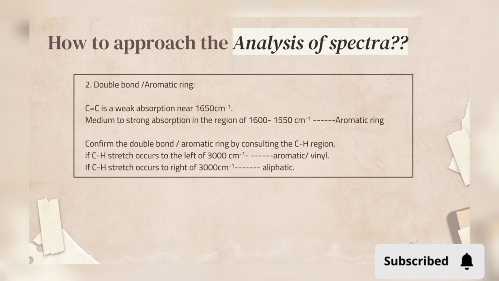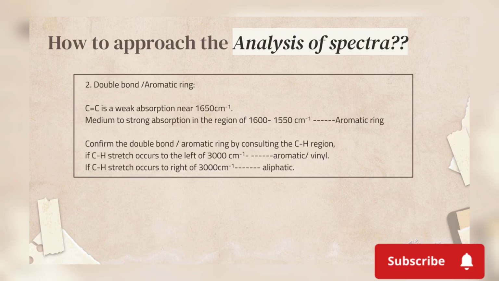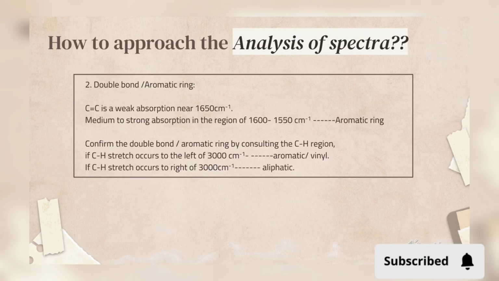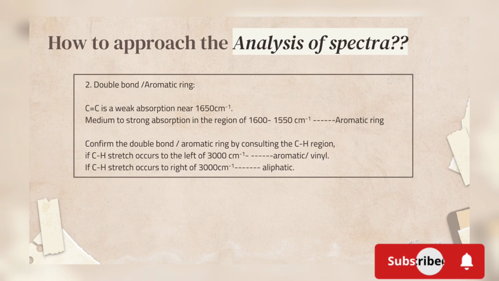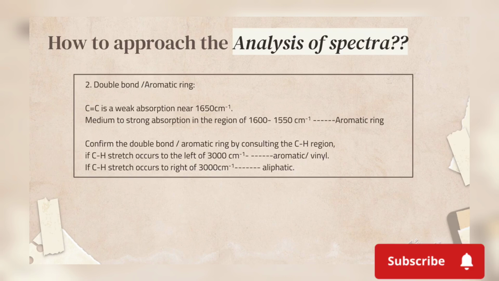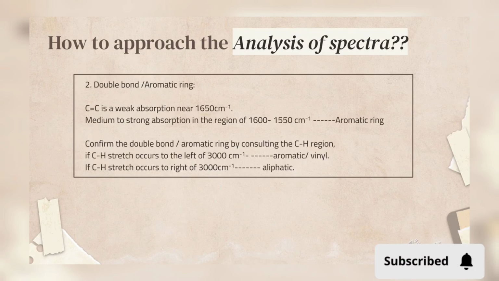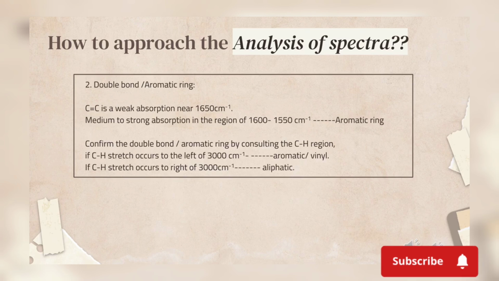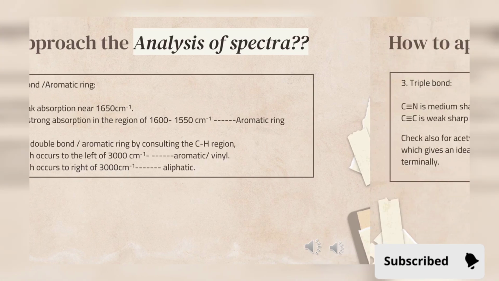Second, look for a double bond or aromatic ring. C double bond C is a weak absorption near 1650 per centimeter. Medium to strong absorption in the region of 1600 to 1550 per centimeter indicates an aromatic ring. Confirm the double bond or aromatic ring by consulting the C-H region. If the C-H stretch occurs to the left of 3000 per centimeter, it is aromatic or vinyl. If the C-H stretch occurs to the right of 3000 per centimeter, it is aliphatic.